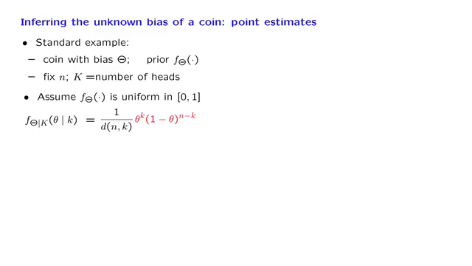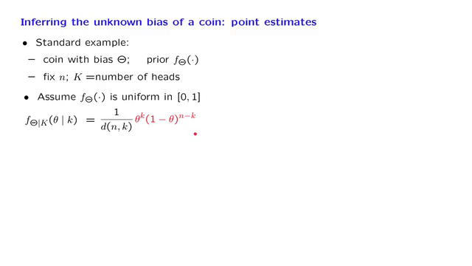We will now continue with the problem of inferring the unknown bias of a certain coin for which we have a certain prior distribution and of which we observe the number of heads in n independent coin tosses. We have already seen that if we assume a uniform prior, the posterior takes this particular form, which comes from the family of beta distributions.